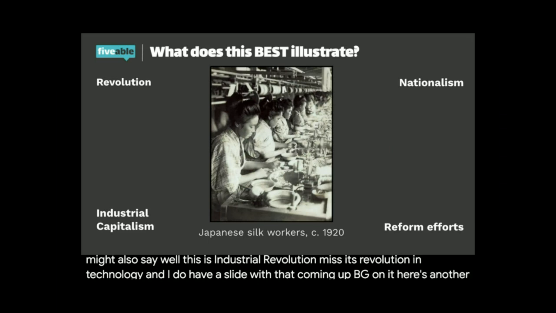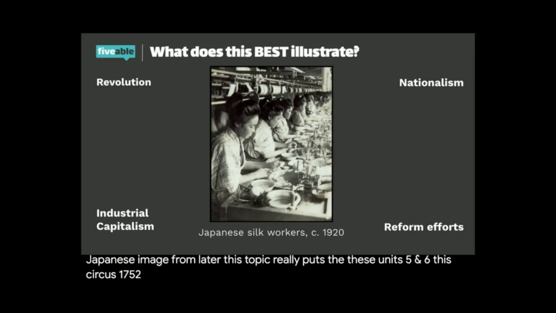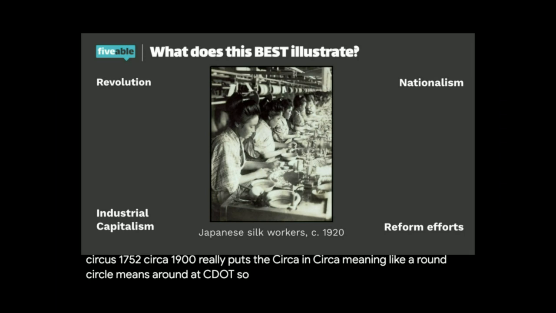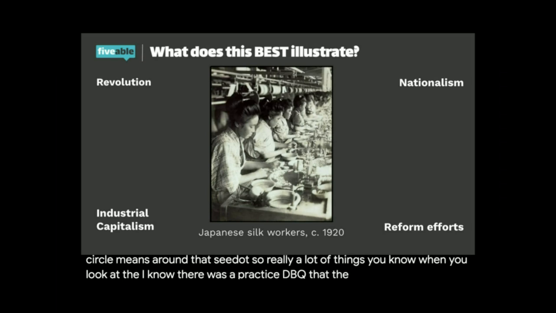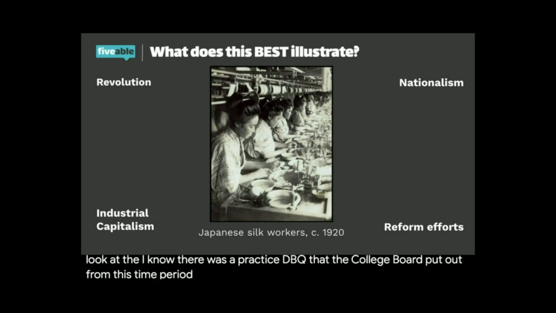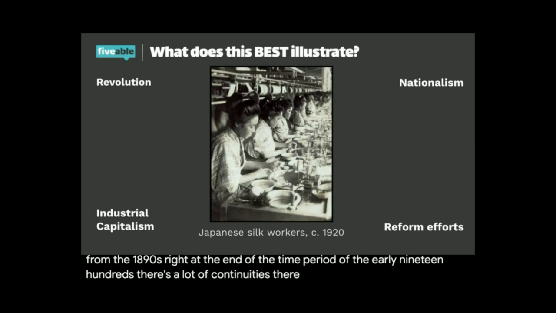Here's another Japanese image from later. This topic, units 5 and 6, this circa 1750 to circa 1900, really puts the circa in circa, meaning like around. Circa means around, that C dot. I know there was a practice DBQ that the College Board put out from this time period, different unit, last year, and all the documents were from the 1890s. So really right at the end of the time period, into the early 1900s, there's a lot of continuities there. So in any case, what do we see here?